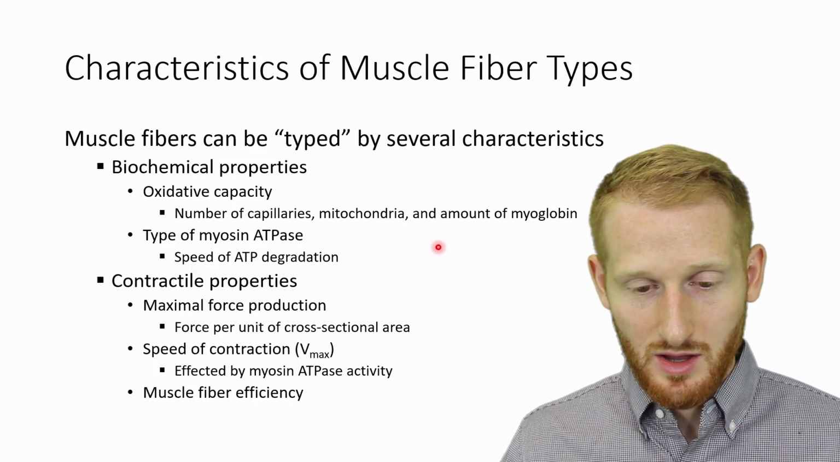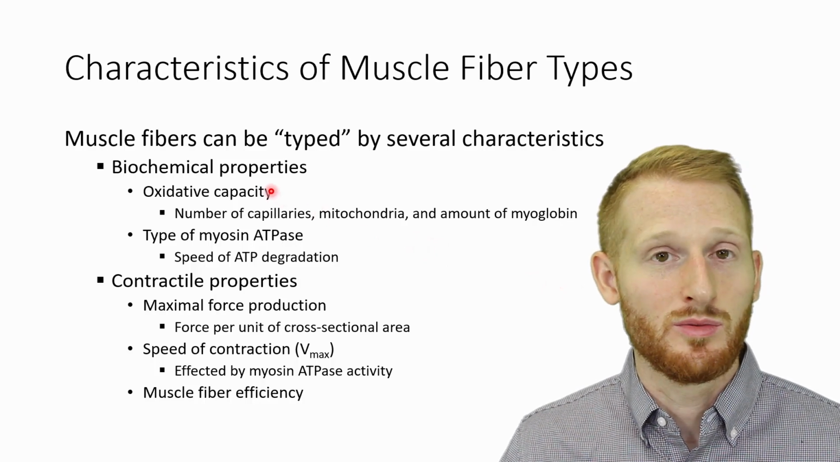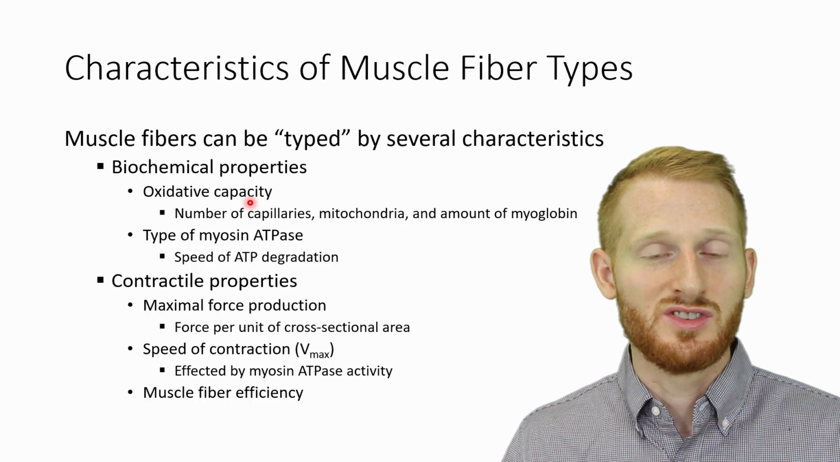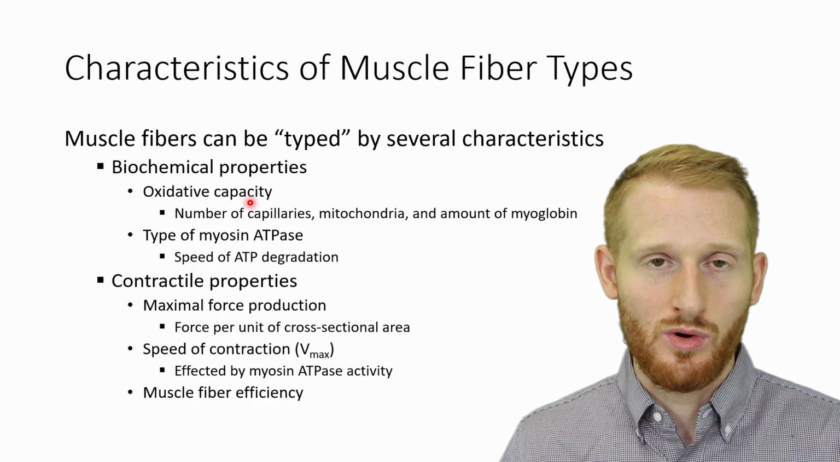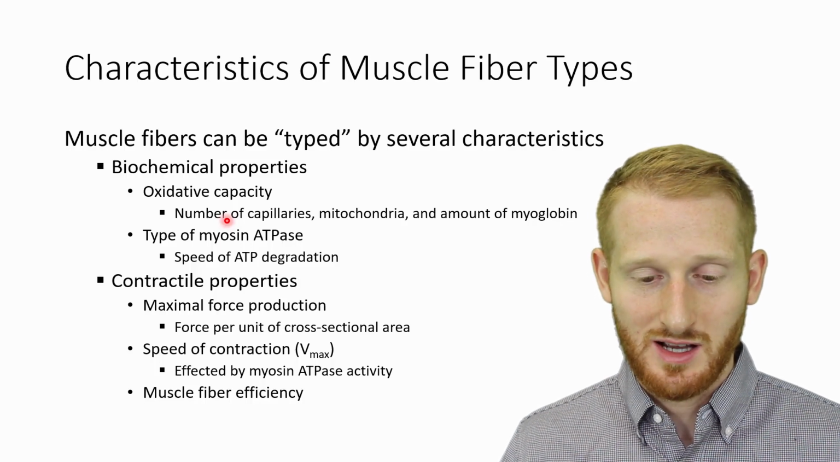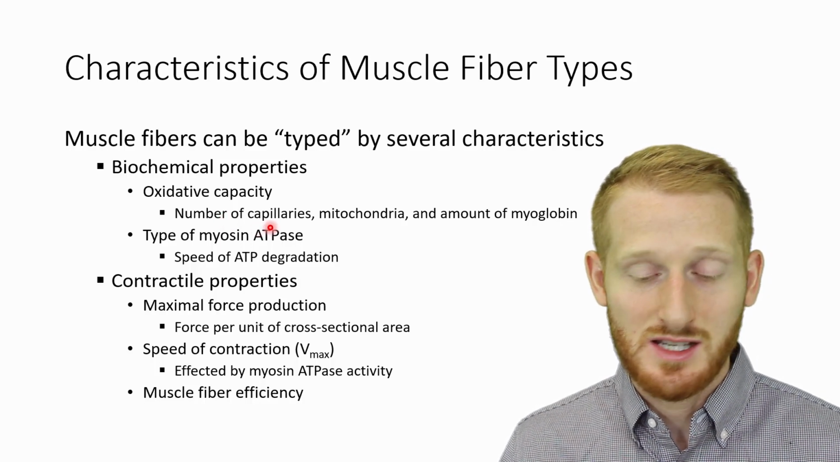You can look at the biomechanical properties. So you can look at how oxidative it is. In other words, how well does it use oxygen to produce energy for movement? Some of the things that can cause a muscle cell to be more or less oxidative would be the number and density of capillaries.